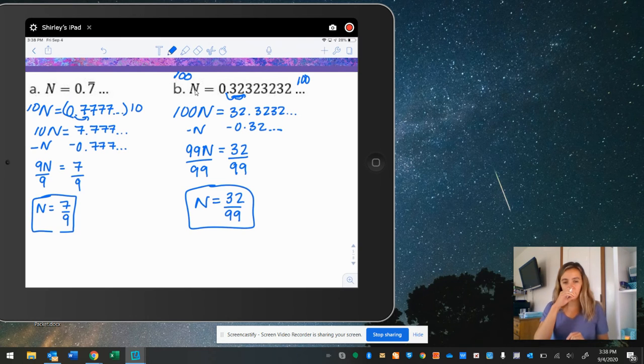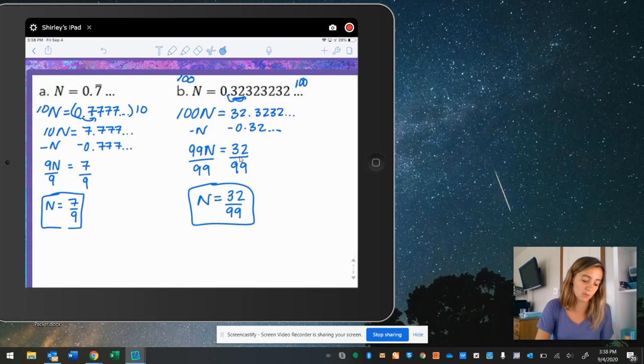So now if you take a minute to look at both of these, something interesting is happening here, right? I'm repeating decimals, but look at the form that my fractions take. I was repeating sevens, my fraction was a single 7 over 9. I was repeating 32, which is 2 decimals, 2 place values. My fraction became 32 over 99.